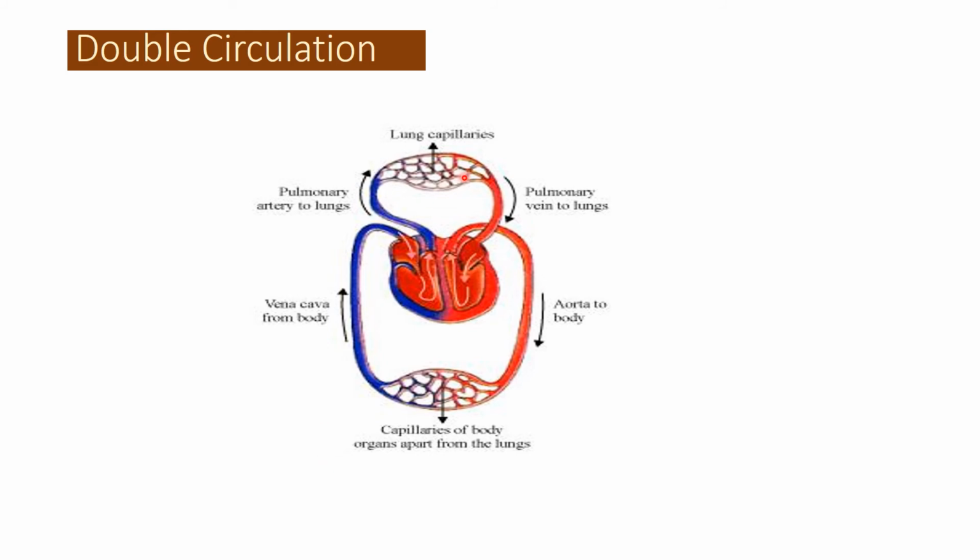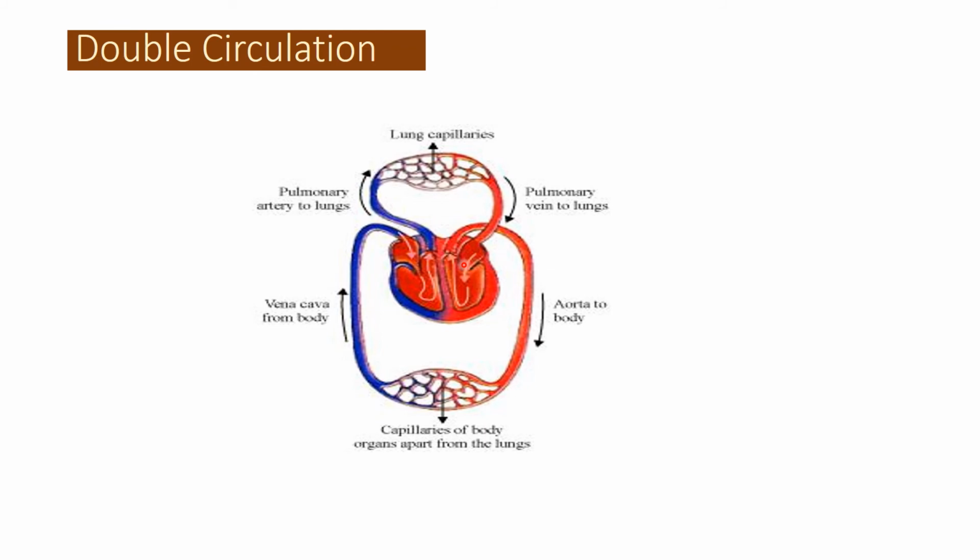You can see here that this is the oxygenated blood on the left hand side, these are the left chambers of the heart, and these are the right chambers of the heart, and this is the deoxygenated blood, and these are the lung capillaries, and these are the capillaries of the body organs. So there is no mixing of the blood, whether it is oxygenated or deoxygenated, and that is why we get proper oxygen supply to maintain our body temperature.